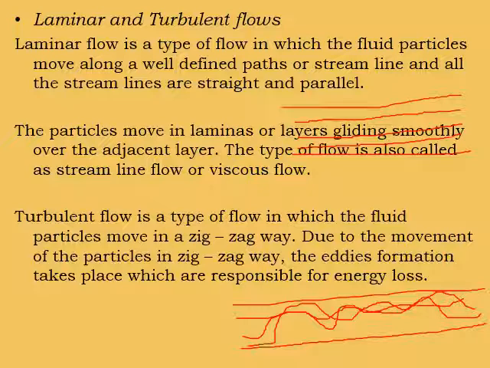Due to the movement of particles in a zigzag way, eddy formation takes place. That means swirling actions are taking place in that fluid flow, which are responsible for energy loss. So these are the differences between laminar flow and turbulent flow.